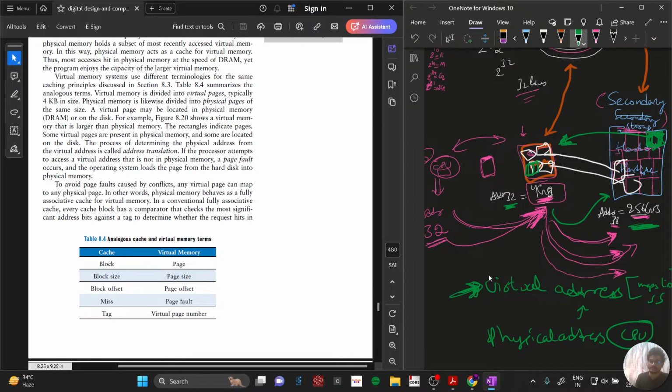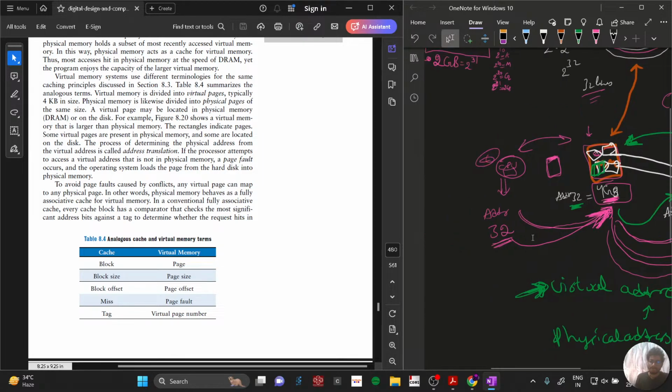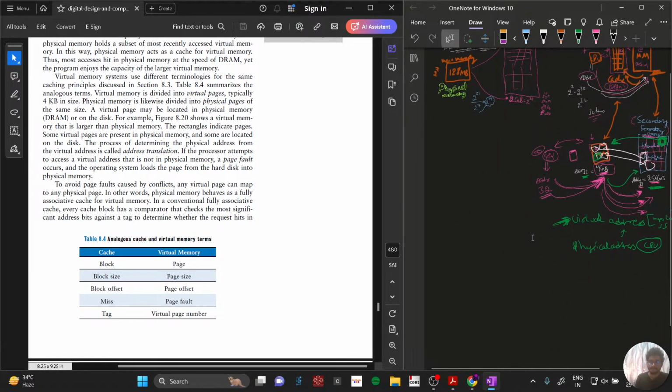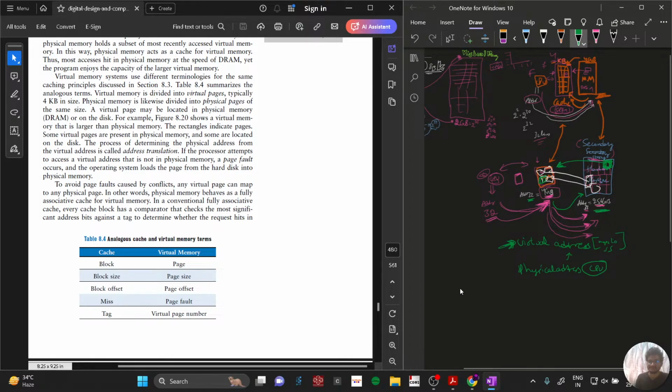Okay, so in a way we are seeing an illusion that 4 GB main memory is able to access 256 GB storage, so it actually can possess 256 GB, but physically it has only 4 GB.